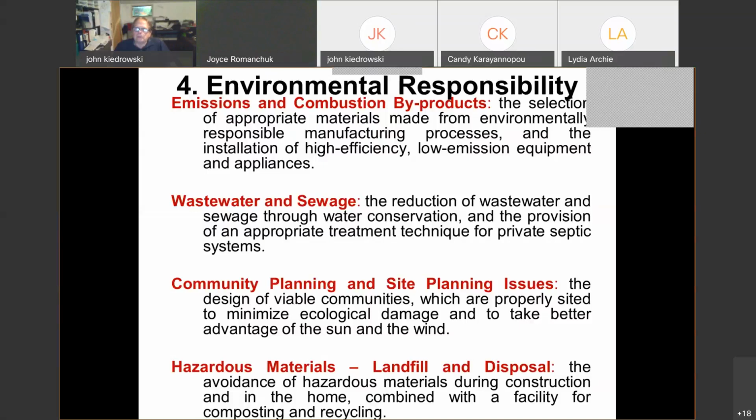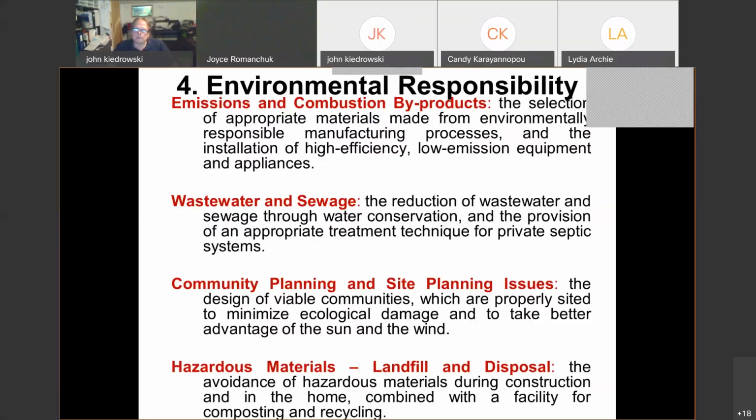How do we deal with wastewater and sewage? And of course, if you have some community planning and site planning issues, hopefully people that are looking at the planning and site planning perspective are trying to make sure that we don't have, say, a factory next to your house or something that might be detrimental to your housing in general.